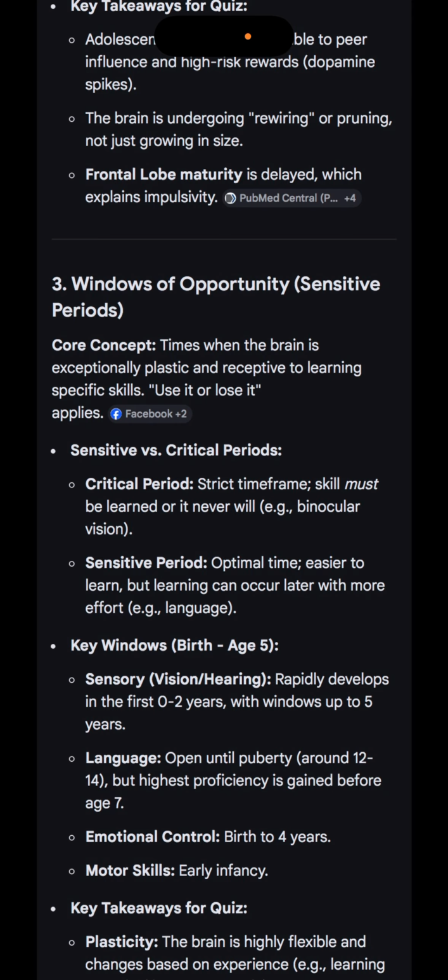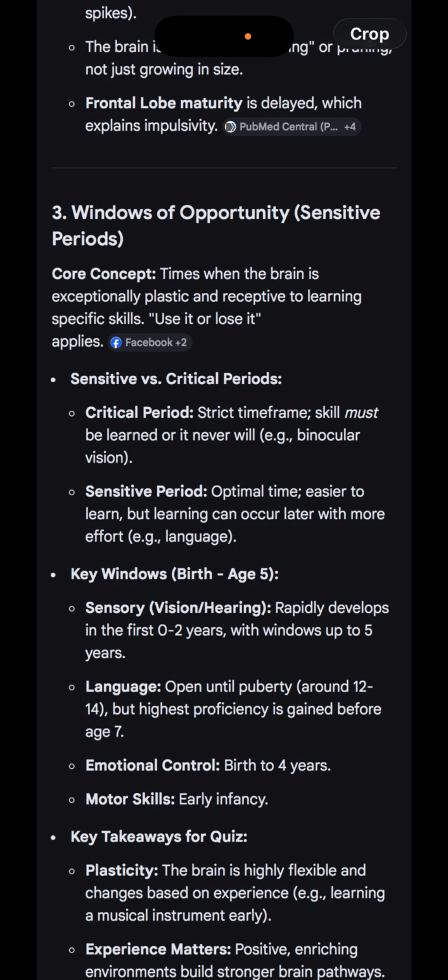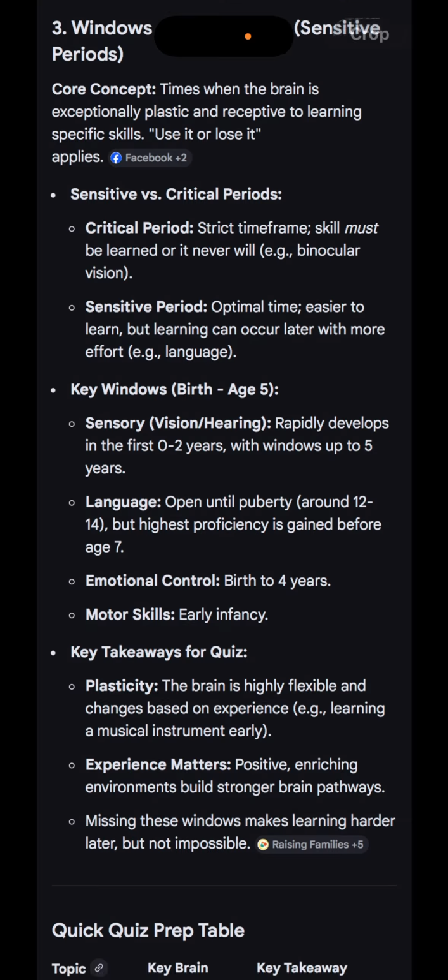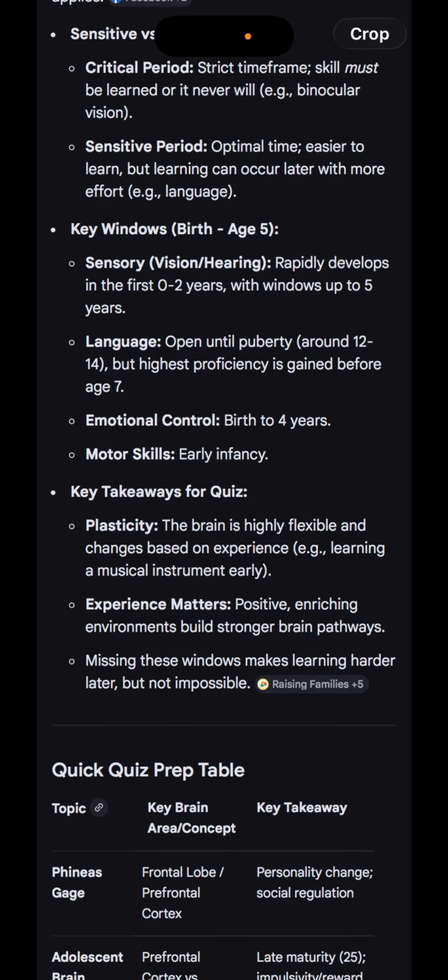Key windows: birth to age 5, sensory vision and hearing rapidly develop in the first 0 to 2 years, with windows up to 5 years. Language open until puberty, around 12 to 14, but highest proficiency is gained before age 7. Emotional control, birth to 4 years. Motor skills, early infancy. Key takeaways: plasticity, the brain is highly flexible and changes based on experience.